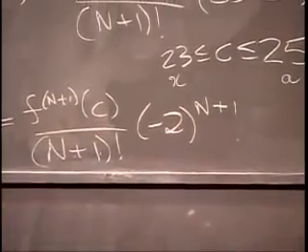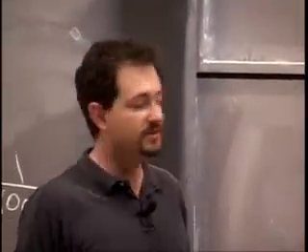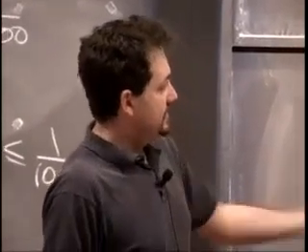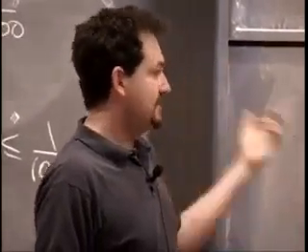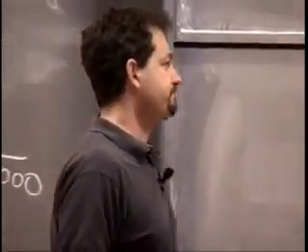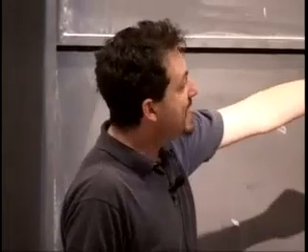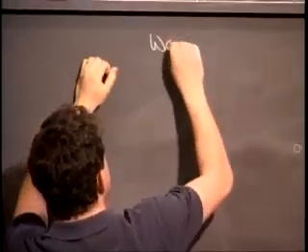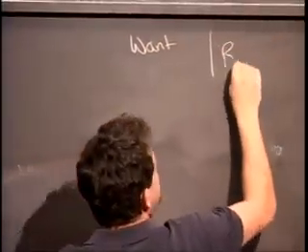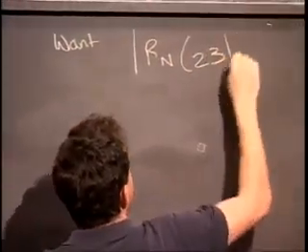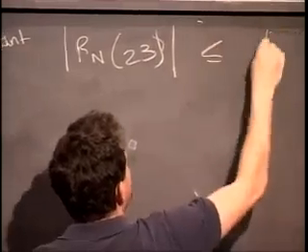Okay, so all I've done is taken the general formula and specialized it. I've specialized it to, I don't know what n is, but I've said a and x. I've plugged in. It's pretty feeble. That's all we've done. Now it's time to get serious. I want that error in absolute value to be less than 1 over 250. So we want the absolute value of Rn of 23 to be less than 1 over 250.